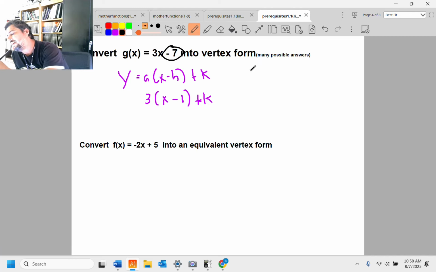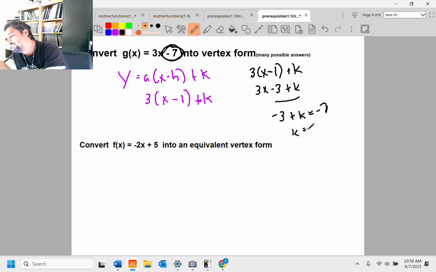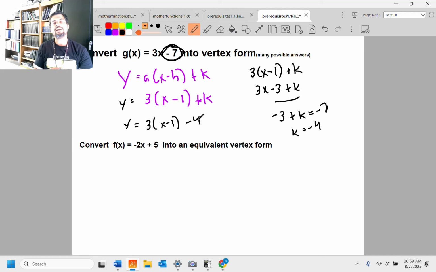So let's see what I've written. I have written 3 times x minus 1 plus k. And 3 times x minus 1 is 3x minus 3. I need this piece right here to be -7. So -3 plus k must be -7. If I add 3 to both sides, k must be -4. And I know full well that a large number of students are going to struggle with this. It's about learning how to manipulate and find equivalence. But that is a vertex form of the same equation. They look exactly identical on a graph. They really, really do.